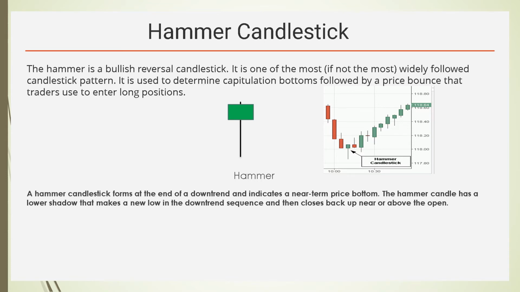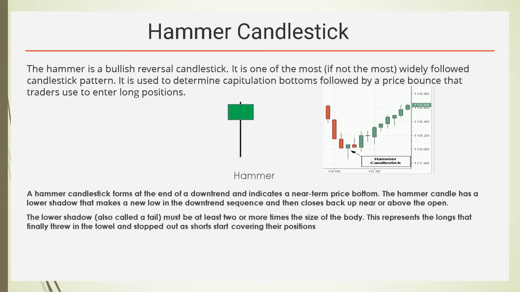A hammer candlestick forms at the end of a downtrend and indicates a near-term price bottom. The hammer candle has a lower shadow that makes a new low in the downtrend sequence and then closes back up near or above the open. The lower shadow, also called a tail, must be at least 2 or more times the size of the body. This represents the longs that finally threw in the towel and stopped out as shorts start covering their positions.